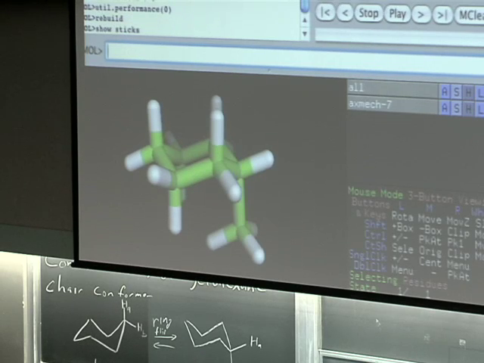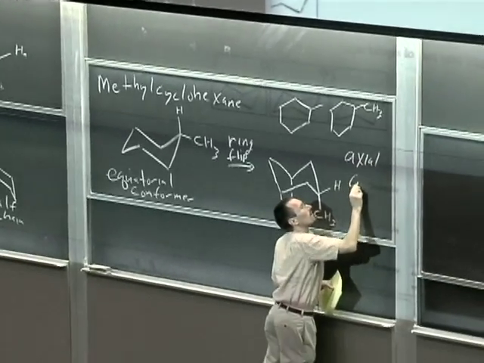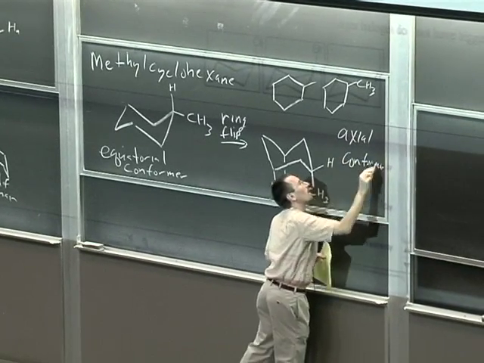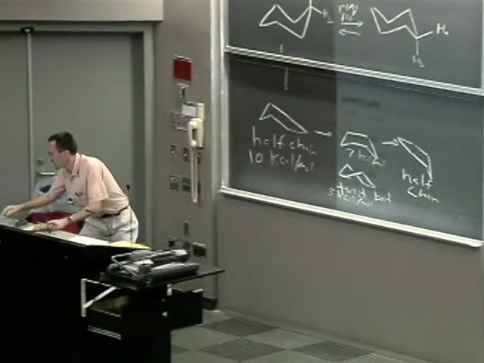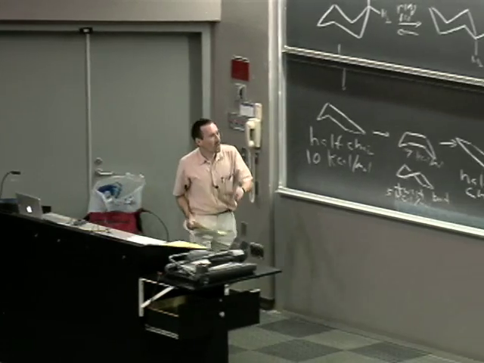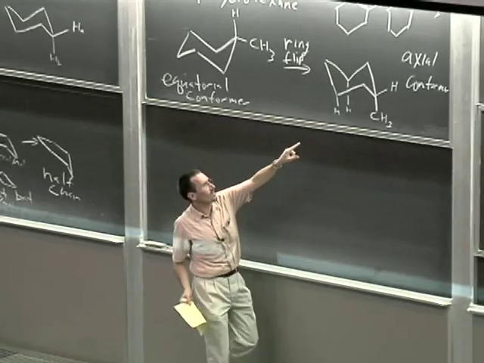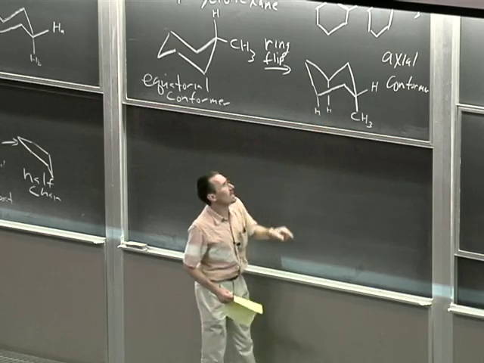What I'm typing now just makes the picture a little nicer. And a lot of this is menu driven as well. All right, so let's talk about this. This is the axial conformer. And what is bad about the axial methyl conformer, I think you can start to see. This methyl group is hitting into these hydrogen atoms.